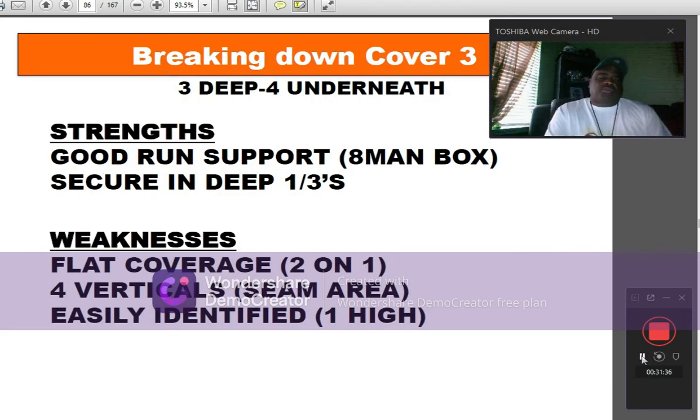Now, if you're going to deploy cover 3 with your 4-2-5, you've got to understand, like I said, the strengths and the weaknesses. It's good run support, an 8-man box, and secure in the deep thirds. Weakness: flat coverage, 2-on-1, vertical. 4 verticals will kill you, especially if you've got a quarterback who knows how to look that safety off, get him going one direction, and throw a kill shot or a bomb to the other direction.